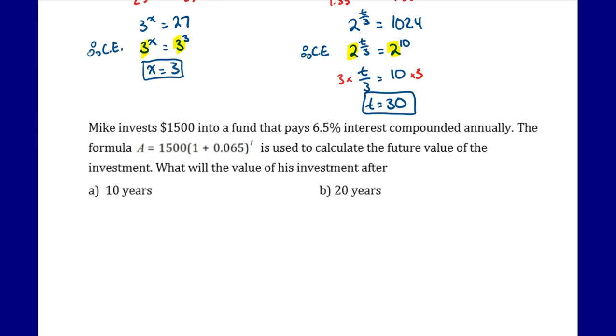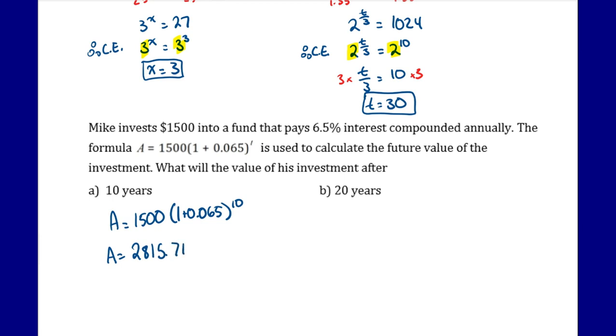This is just an exponential formula, or an exponential function. We see that it's growing because it's 1 plus the percent. All we're doing in this case is figuring out, if A, the future amount, is equal to 1,500 times 1 plus 0.065 to the power of t, but we know now that t is 10, what will the amount equal? So in this case, we're just plugging a value in and solving. We get that after 10 years, the value is $2,815.71.